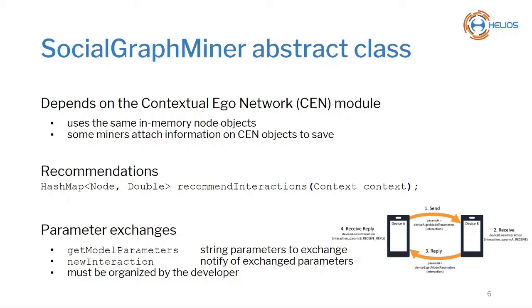Classes extending the Social Graph Miner implement a recommend interactions method. This method returns a map from contextual ego network nodes to positive scores. Higher scores estimate how much the device's user wants to interact with the respective nodes.